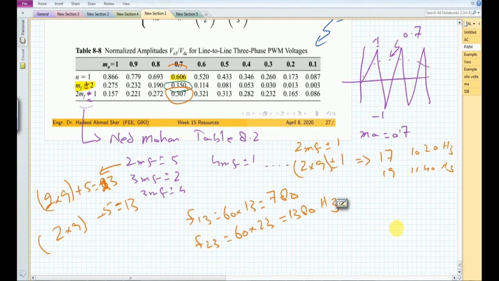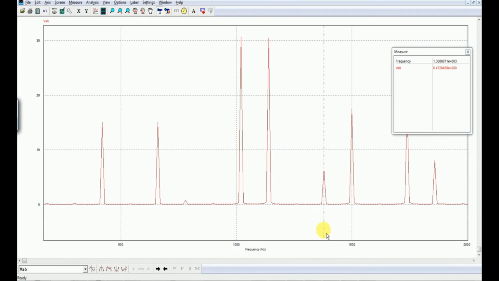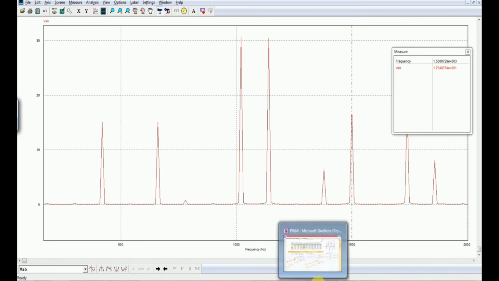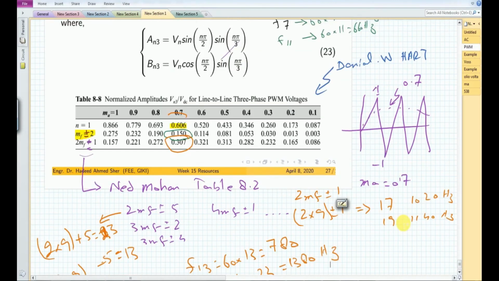Also, the next harmonic should appear at 3 m_f plus minus 2. Because this m_f is equal to 9, 9 cross 3 is equal to 27, and 27 plus minus 2 means we should see a 25th harmonic as well as a 29th harmonic. The 25th harmonic should appear at 1500 hertz. If I move here, you can see we have a substantial peak that consists of 17.5 volt.